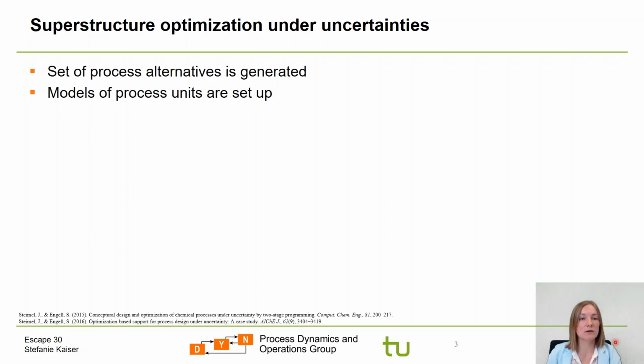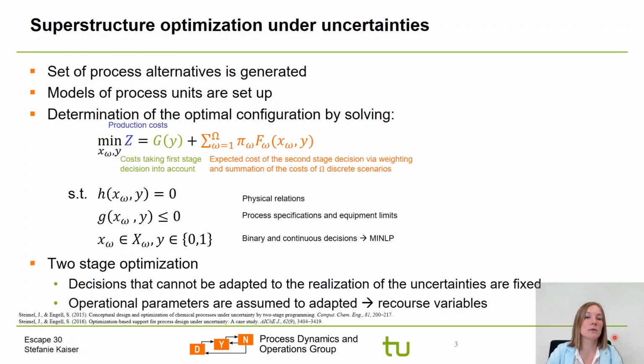To identify the optimal process in an early design phase, the superstructure optimization under uncertainties that was developed by Jochen Steimel and Professor Engell can be used. In superstructure optimization, first a set of process alternatives is generated and the models for the process units are set up. We can then determine the optimal configuration by solving the following optimization problem.